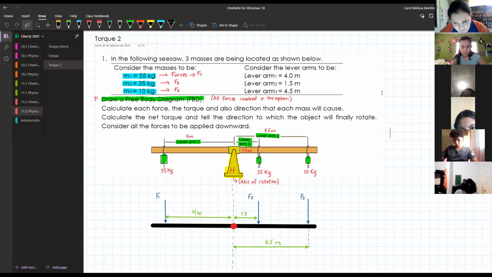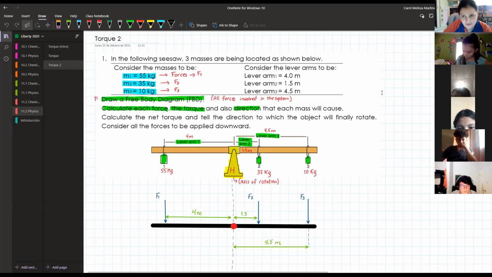Okay, that's the sketch so far. You don't know the forces, but you know where they are placed and how the lever arms are. Now that you finished step number 1, we're going to continue with step number 2 that says calculate each force, that torque, and direction that each mass will cause. Well, this is my second step, my third step, okay? Torque and direction are the third step. So I'm going to work with this process beside the exercise.